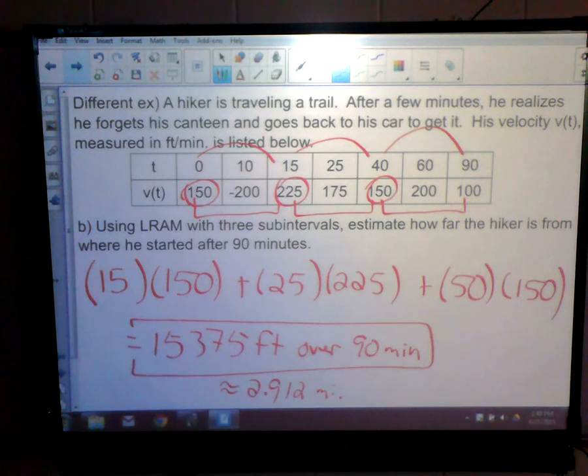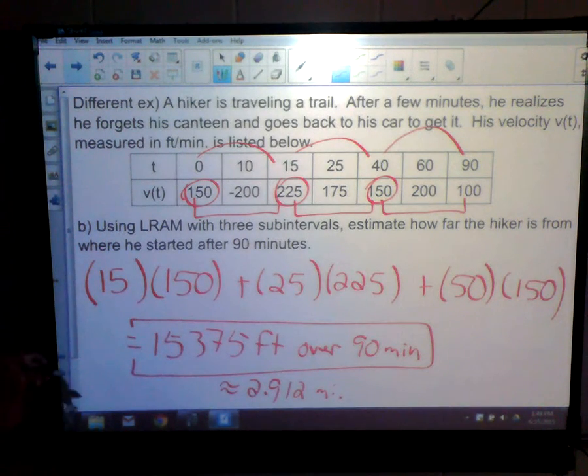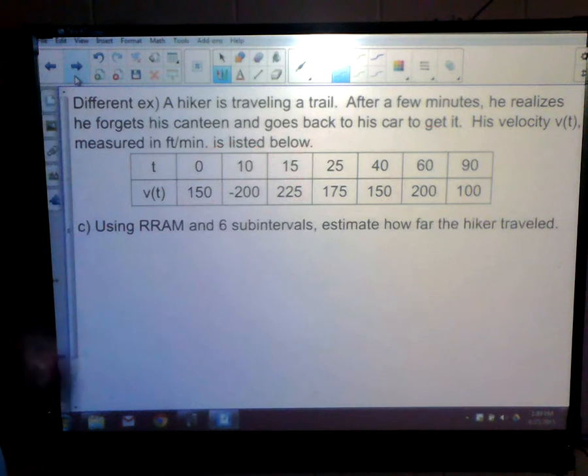So, did I do anything wrong? Absolutely not. Everything is completely correct. I just didn't do a very good approximation method. I did what they told me to, but it's not very accurate.